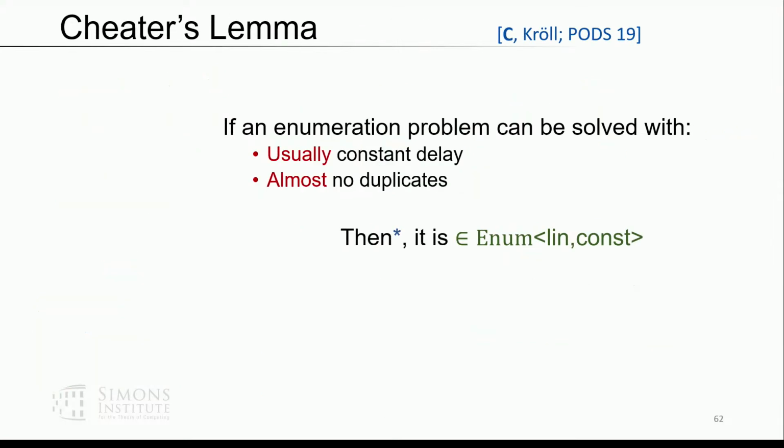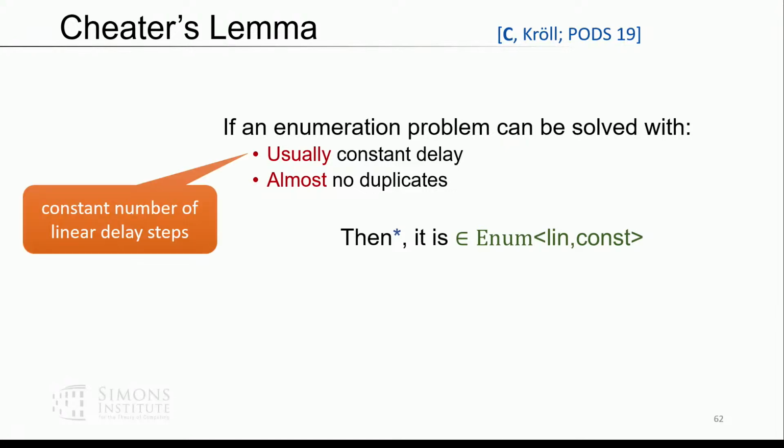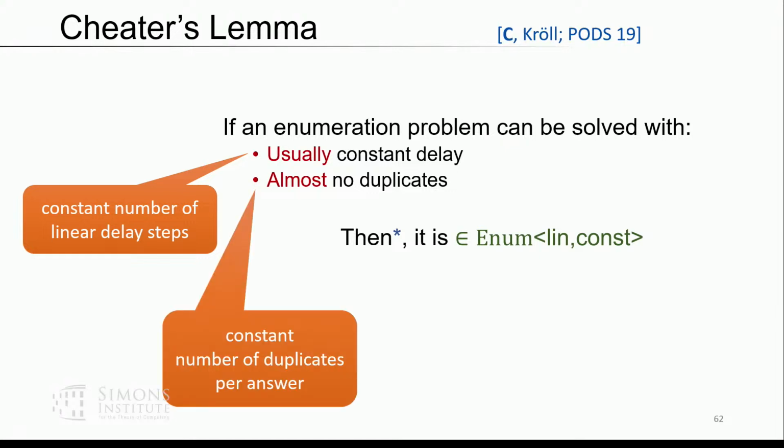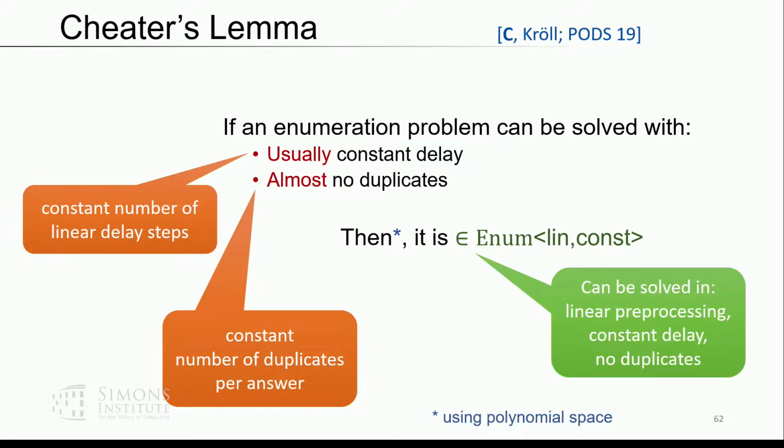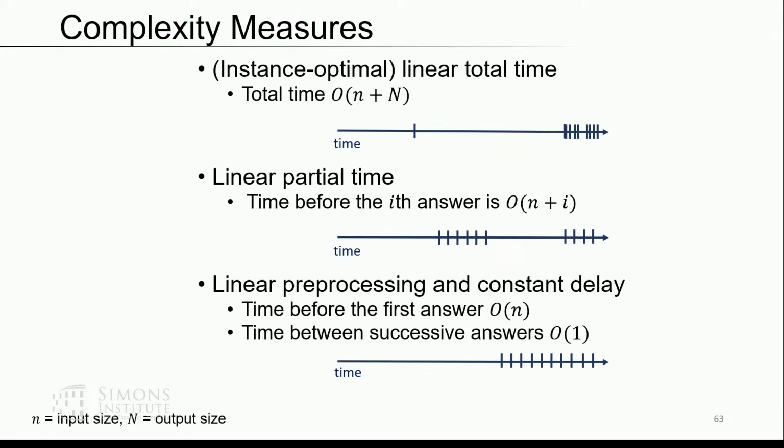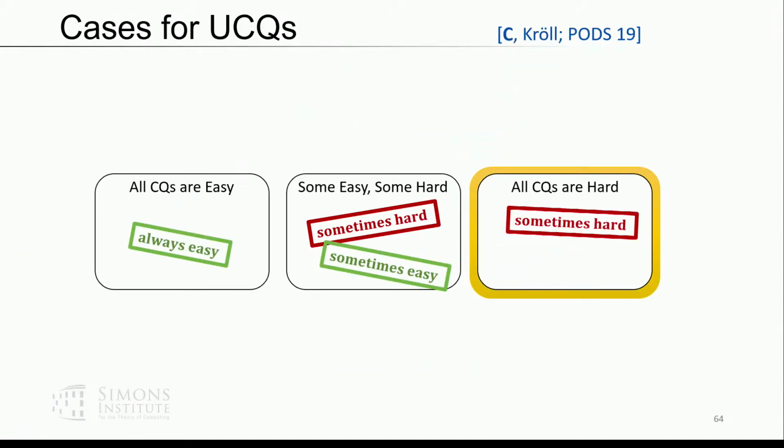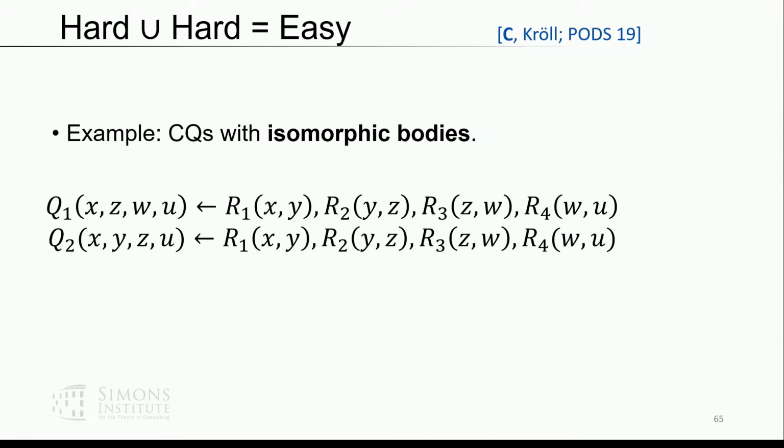Okay. So the cheater's lemma tells us how much we're allowed to cheat. We're allowed to have a usually constant delay, but a constant number of linear delay steps, and almost no duplicates, but every value will return a constant number of times. And we can sort of save the answers we've seen and not print the same answer twice, and then withhold the answers a bit to regularize the delay, and we get linear preprocessing and constant delay.